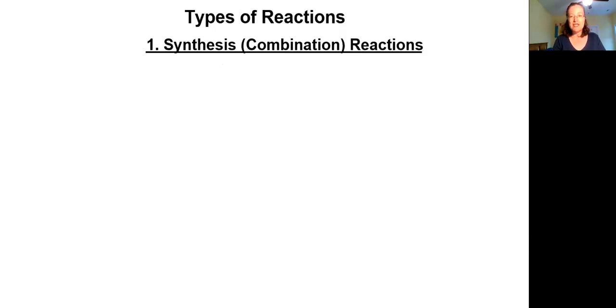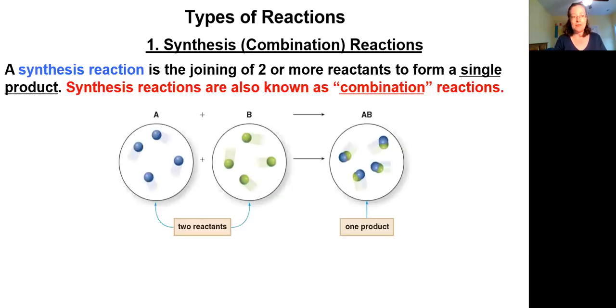Let's start with synthesis reactions. The lab, I noticed, also calls them combination reactions. I think they might even be called addition reactions, but the more common name is synthesis reactions. To synthesize something means to make it, to create it. A synthesis reaction is the joining of two or more reactants to form a single product. The synthesis reactions are also known as combination reactions.